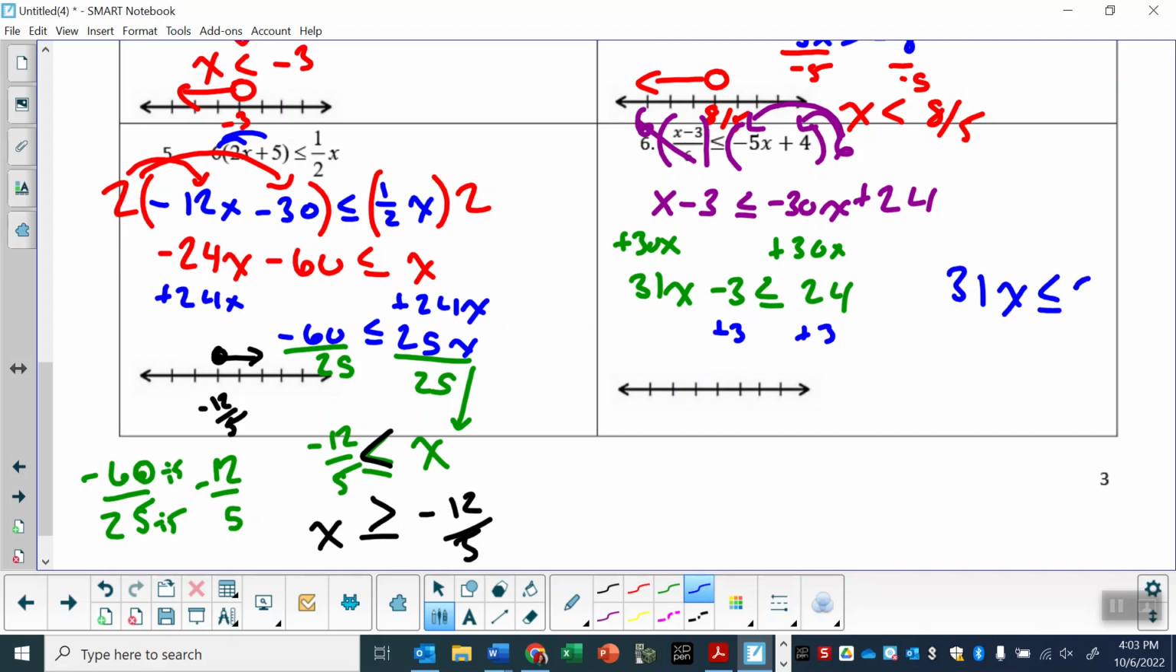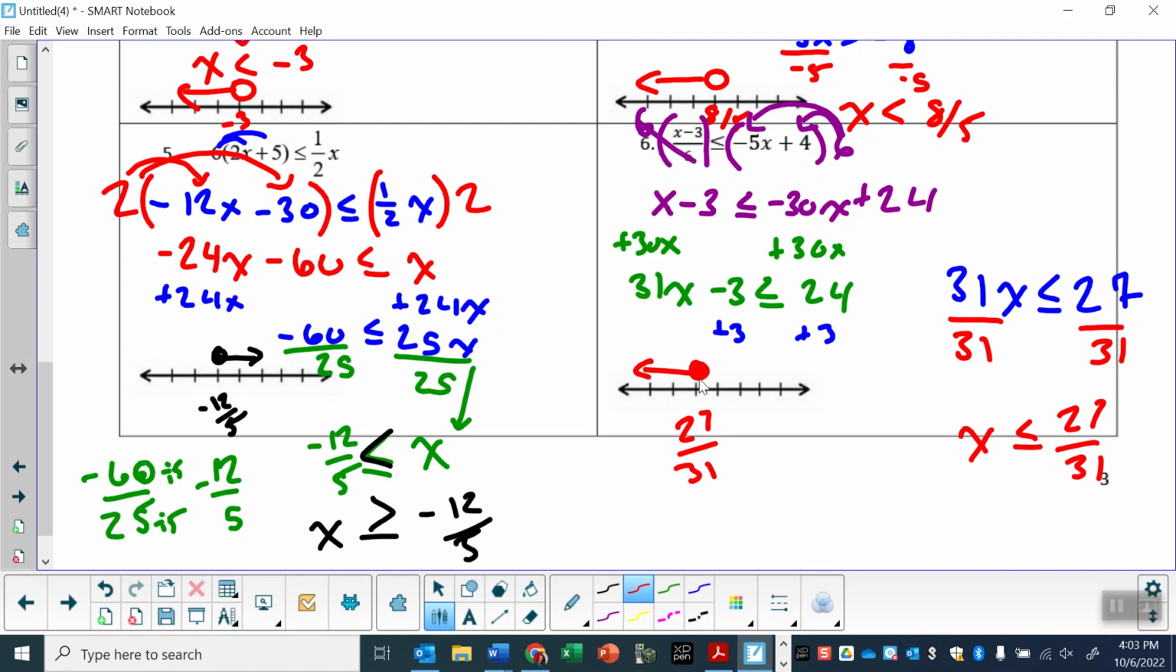31x is less than or equal to 27. Divide both sides by 31. x is less than or equal to 27 over 31. Again, just put your number somewhere on the number line. We really just want to make sure you know that this is a closed circle and the arrow goes to the left.